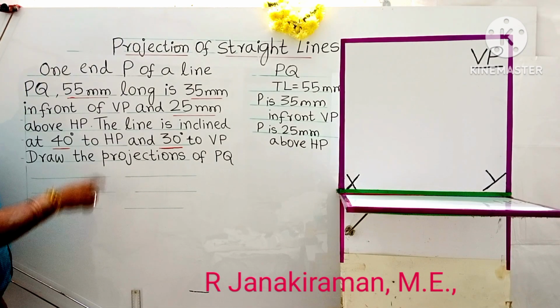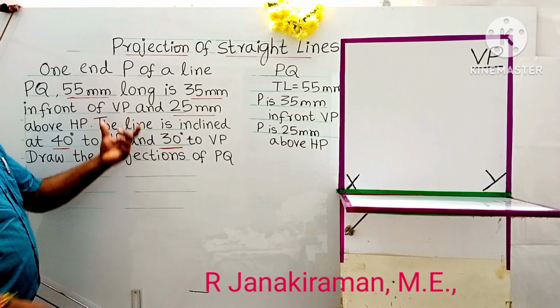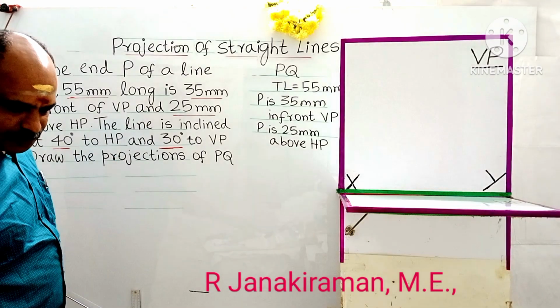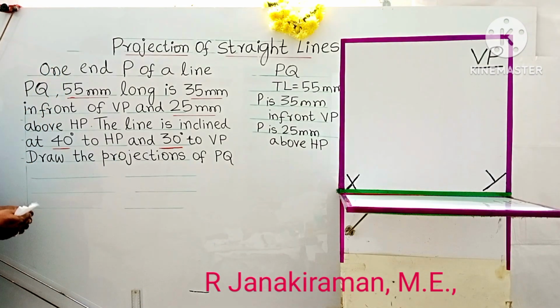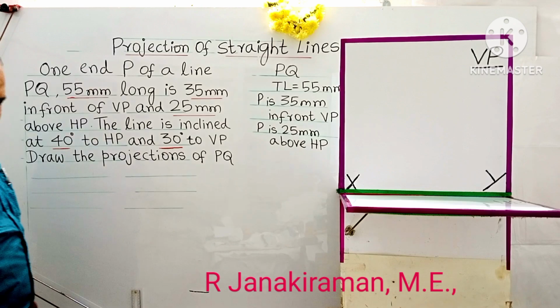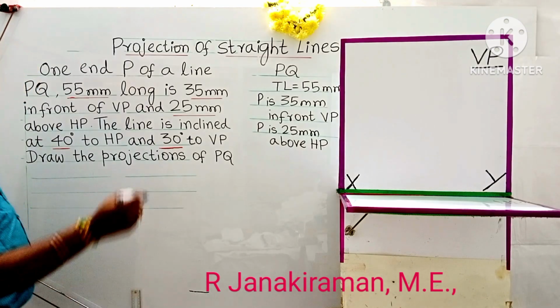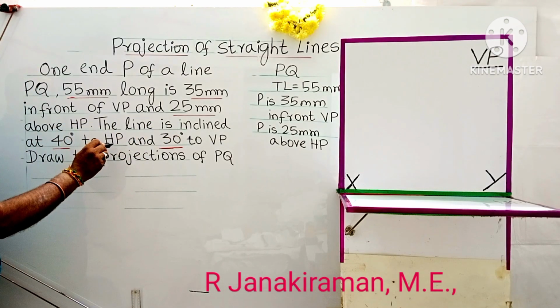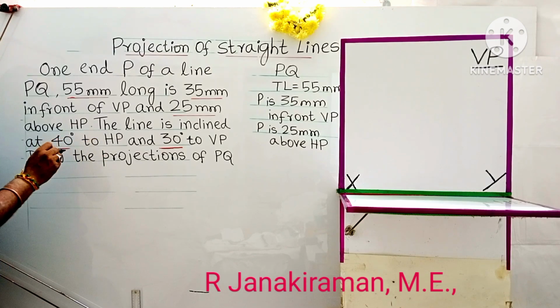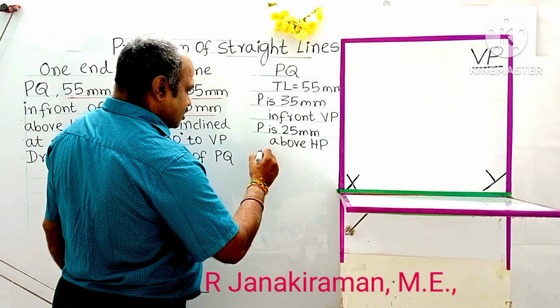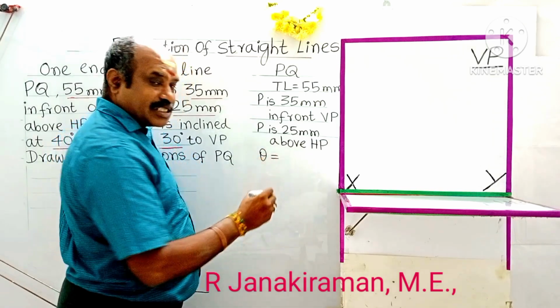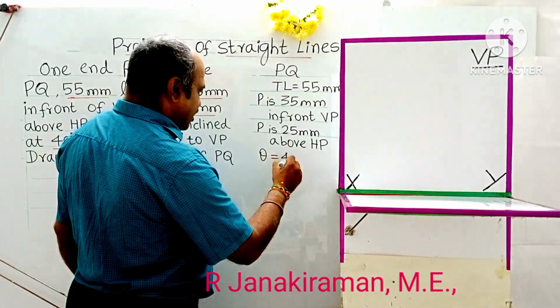Okay, let me erase this question part. We have to draw the diagrams. Further, it is also given that the line is inclined at 40 degree to HP. It's called the true inclination with HP. Notation followed is theta. So theta, the true inclination with HP, is given as 40 degree. That always comes above the XY line.